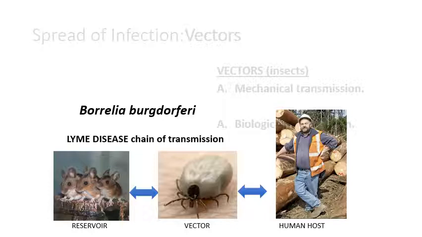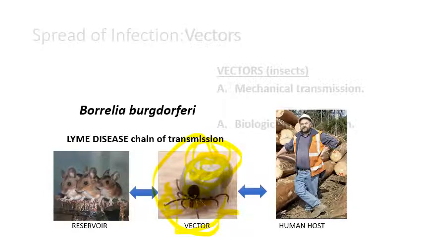And it is spread by a tick vector. A tick is an arachnid, so you notice that the head is fused to the thorax. This is the head and thorax combined, and this is the abdomen. A tick is usually, these are human hairs that are visible here, so you can see that a tick is quite small until the abdomen becomes filled up with blood.